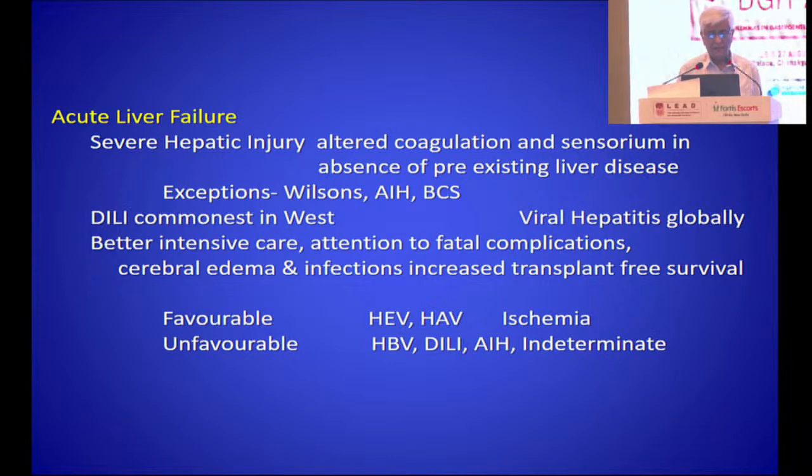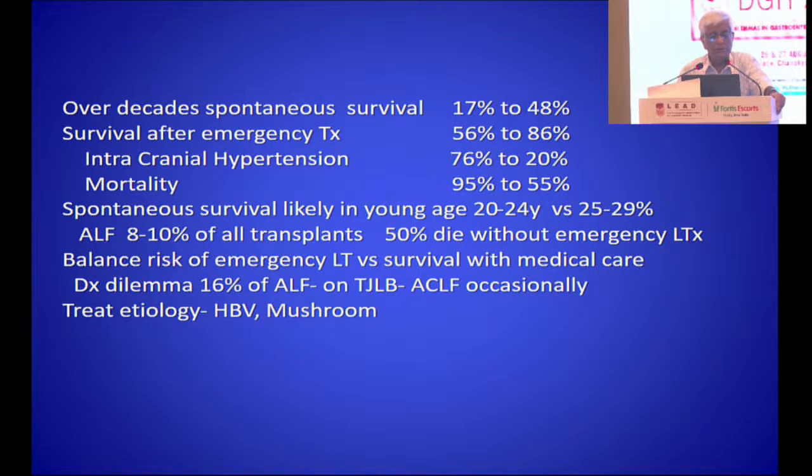Better intensive care, with attention to fatal complications like cerebral edema and infections, has increased transplant-free survival. Transplant-free survival is better with HEV and HAV, and unfavorable with HBV, DILI, autoimmune, and indeterminate causes. Over the decades, spontaneous survival has improved significantly, and so also the survival after emergency transplantation. Intracranial hypertension has decreased from 76% to 20% in recent cases, and mortality because of cerebral hemorrhage and cerebral edema has also decreased.